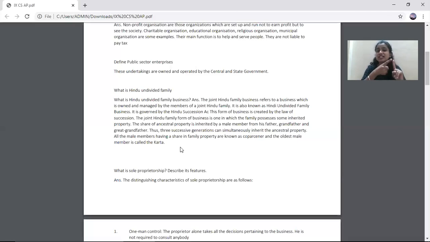First of all, it is something that is owned and managed by the Hindu family. Second, it is governed by the Hindu Succession Act. Then you have the Karta, who is the head of the family, handling and managing the whole business. And there are co-partners, who are the male members of the family, like an assistant to him, who help him carry out the business smoothly and efficiently. If all of these points are there, congratulations, you've earned your 2 marks, right?